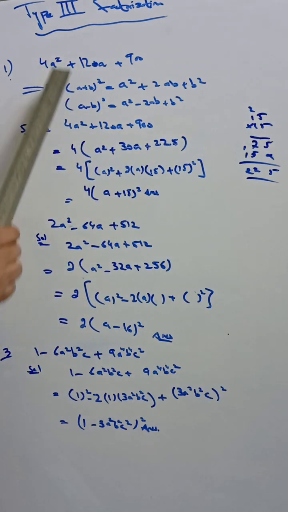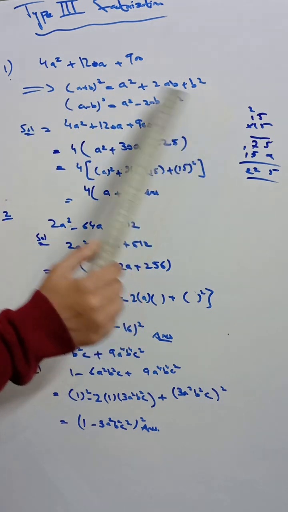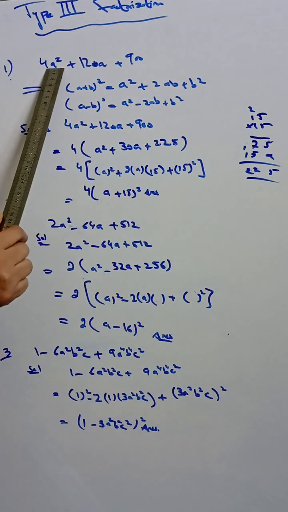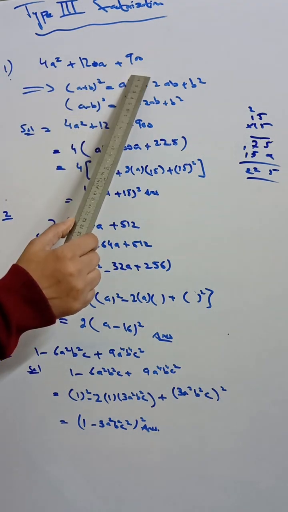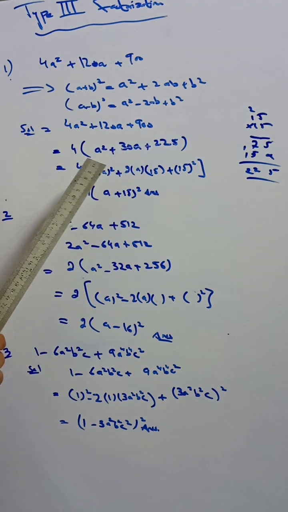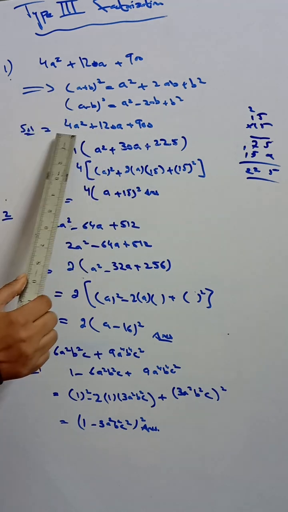In these questions, they will give us the right hand side, and we have to convert it into the left hand side. So let's begin. The question is 4A square plus 120A plus 900. Solution. Can we take any common from here? Yes, I can take 4 as a common.